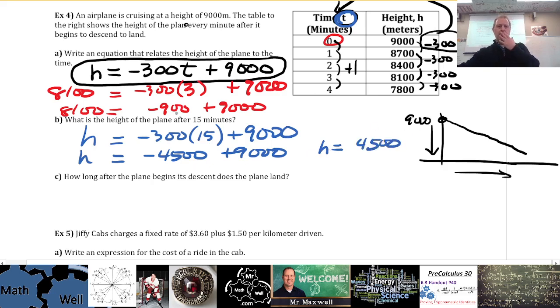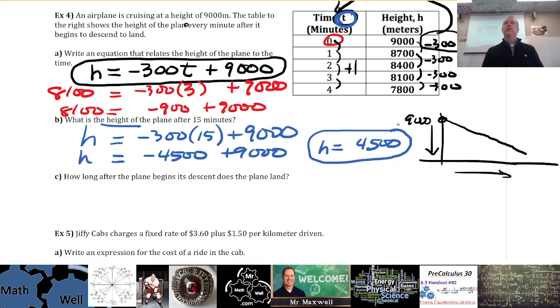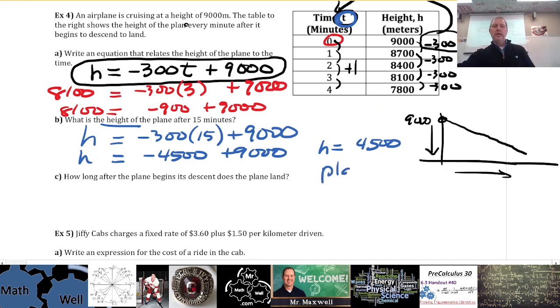4,500. Now, it says what height is the plane. So if I just circled this, would I get full marks if I just circled that? No, I wouldn't. Why? Units, someone said units. A sentence, someone said sentence? Sentence is a great idea too, yes. So units and a concluding sentence would be the perfect answer.